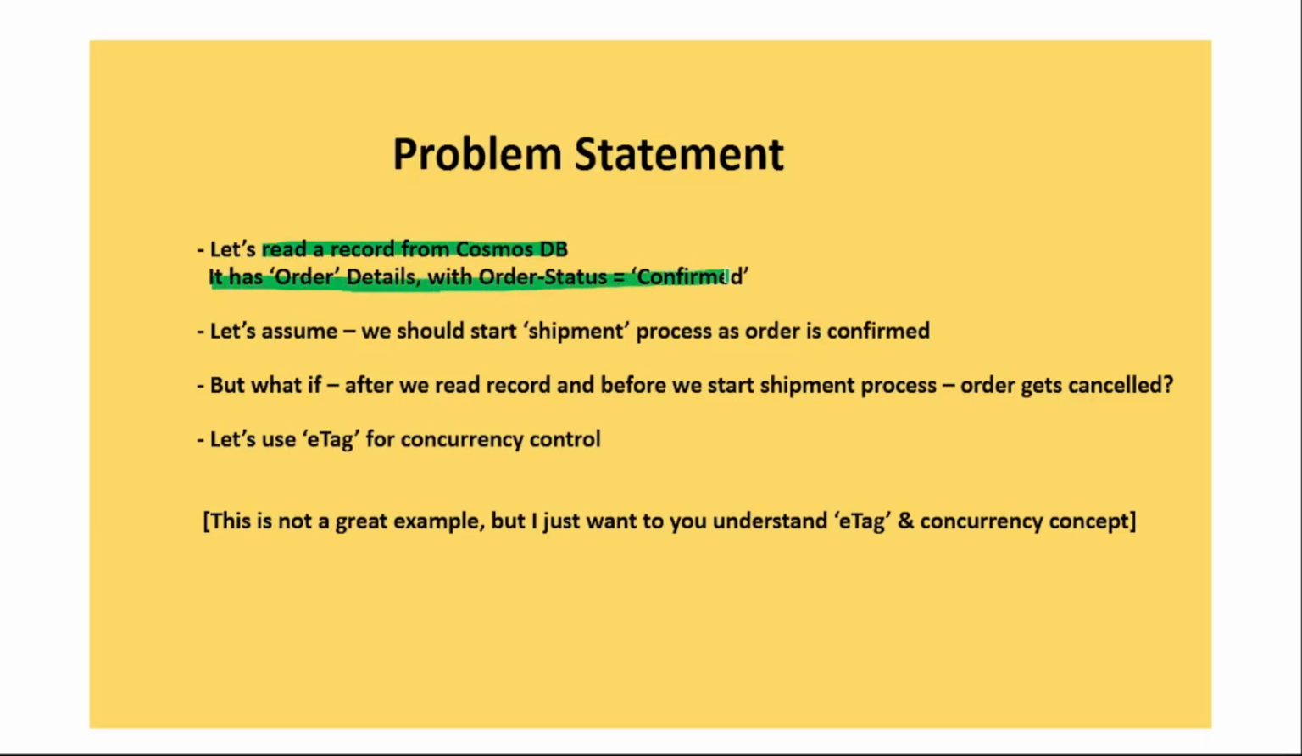So we will first read a record from Cosmos DB, and this record has order details with order status equal to confirmed, and let's assume we should start the shipment process since the order is confirmed. But what if after we read this record and before we start the shipment process somebody has cancelled that order? In such a case, let's use eTag for concurrency control.